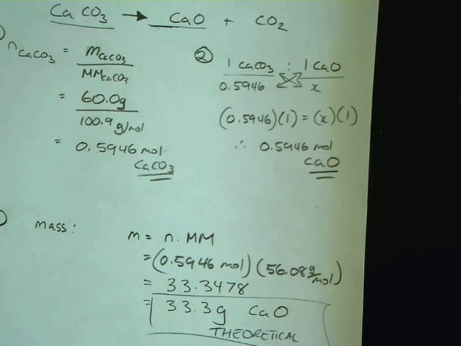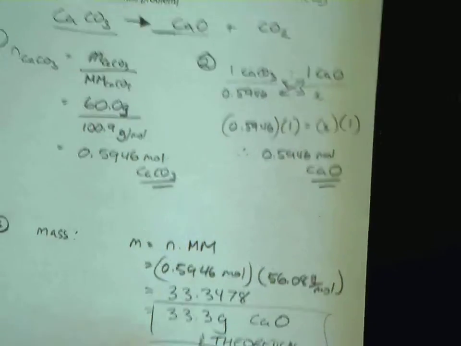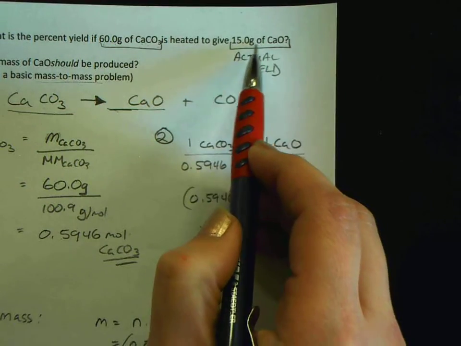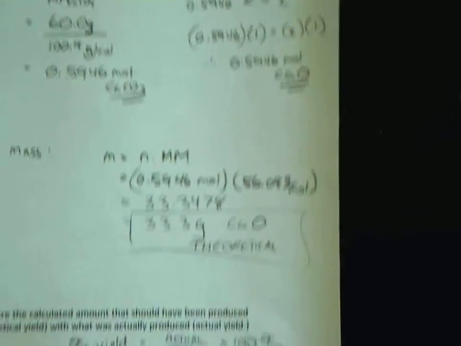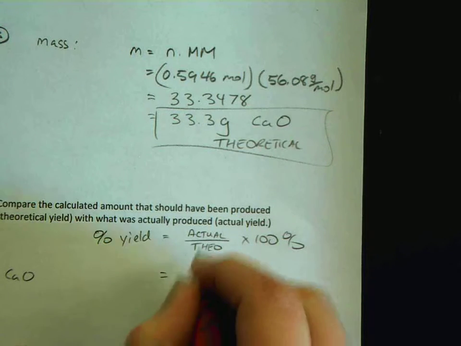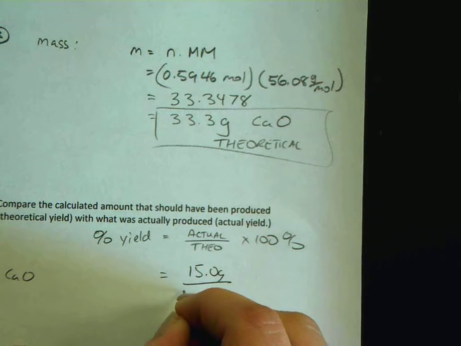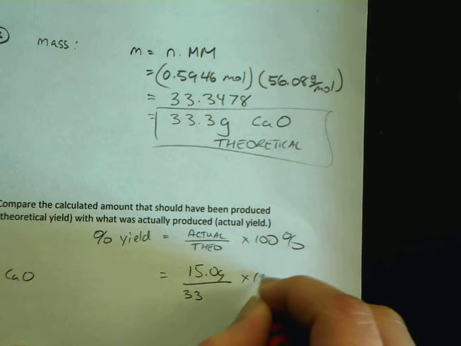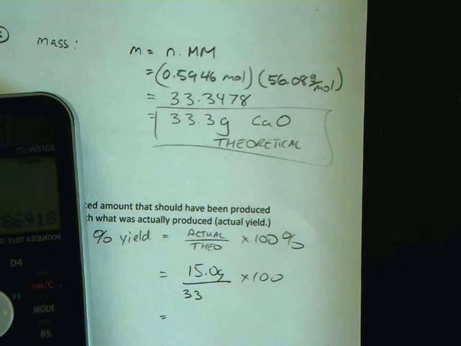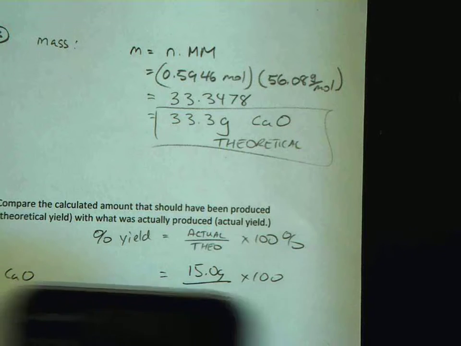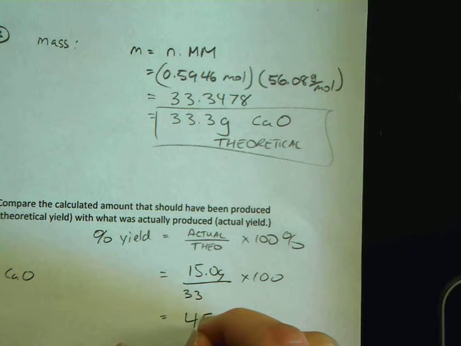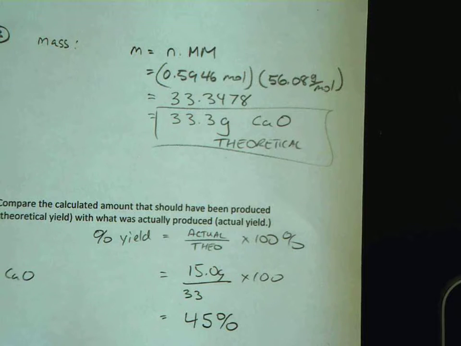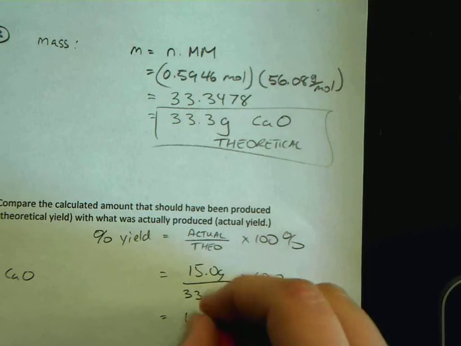How much did we actually get? Well, we can only tell how much we actually got by doing the actual experiment. The actual experiment gave us 15. So, actual is 15. Theoretical is 33, times 100. That's 44.9, so we'll call it 45%. So that means we only got about 45% of what we should have.